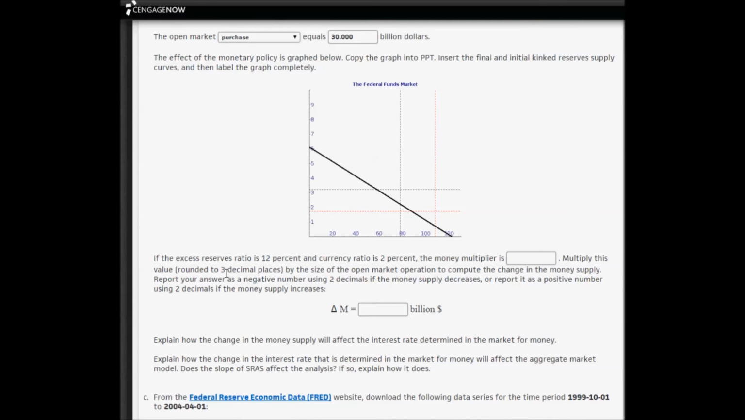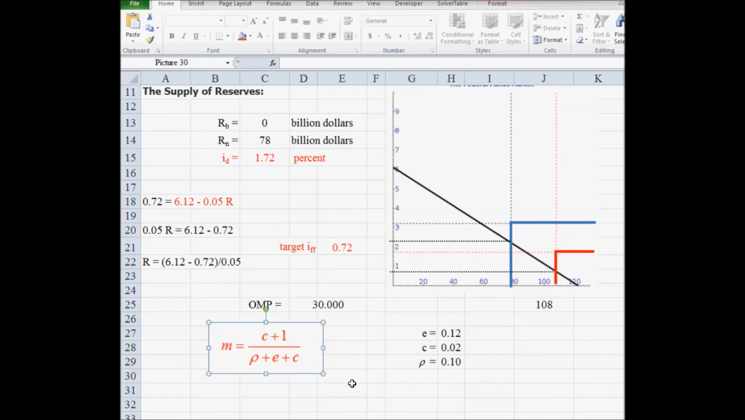If the excess reserves ratio is 12% and the currency ratio is 2%, what is the money multiplier? Now recall the reserve requirement ratio is 10%. So again, the money multiplier is the currency ratio or currency drain plus 1 divided by the sum of the reserve requirement ratio, which can also be denoted as RRR, plus the excess reserves ratio, which also can be denoted as ERR, plus the currency ratio or currency drain.